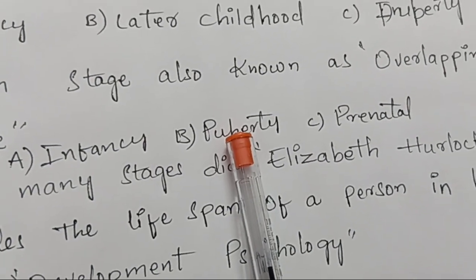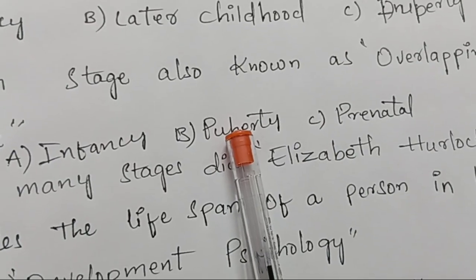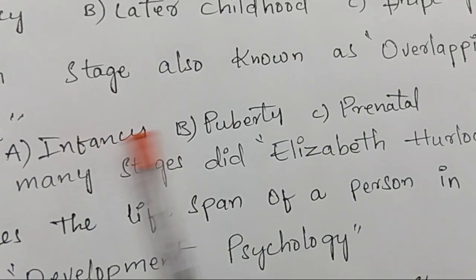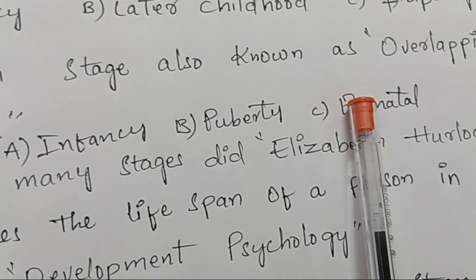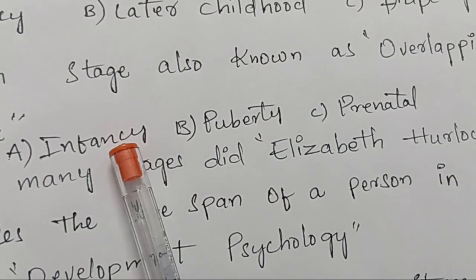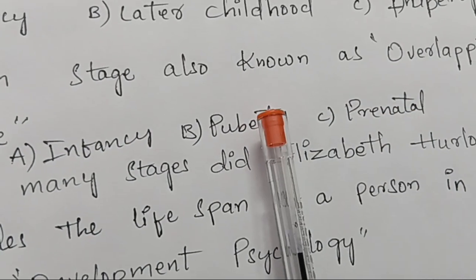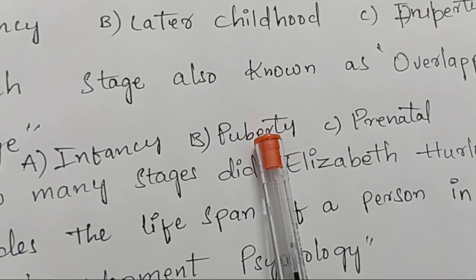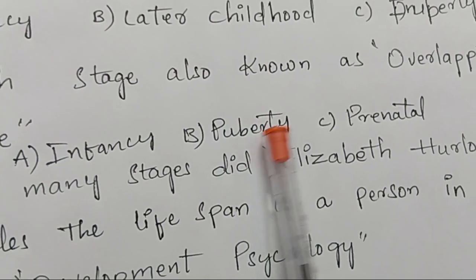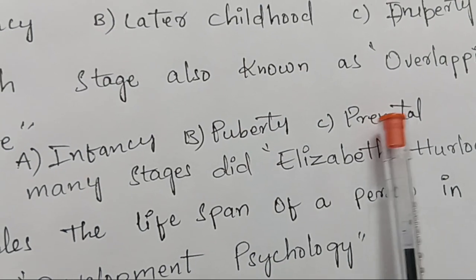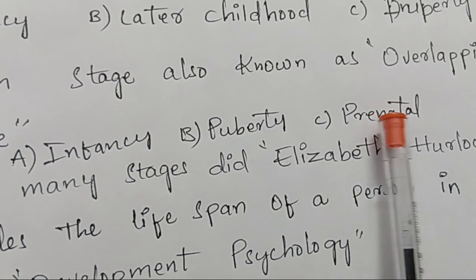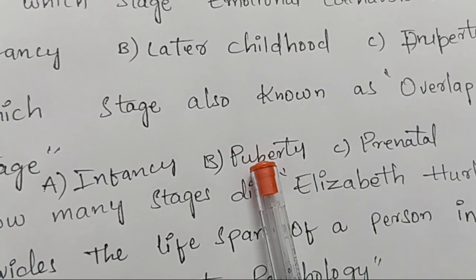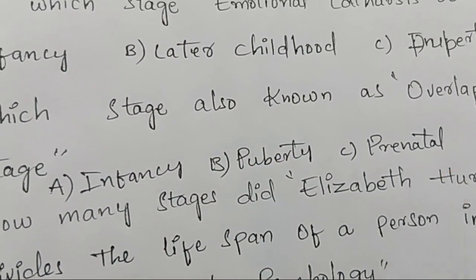So it is overlapping. Which stage does it overlap? It overlaps the later childhood stage and also adolescence. Later childhood stage and the adolescent stage, overlapping both the stages, right? As we all know from our previous stages. Prenatal means fertilization to birth. This is not the overlapping stage. So our answer is option B, puberty.